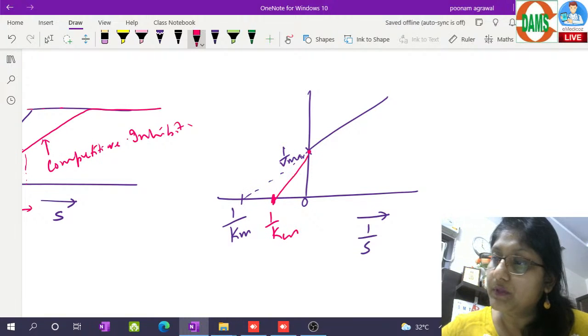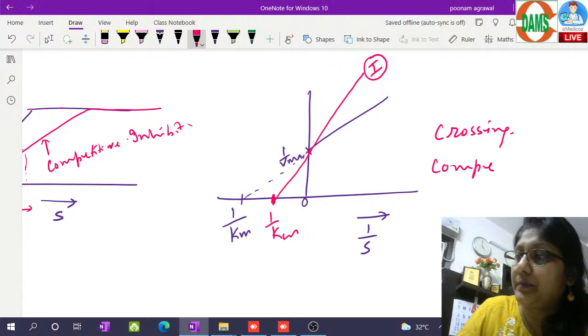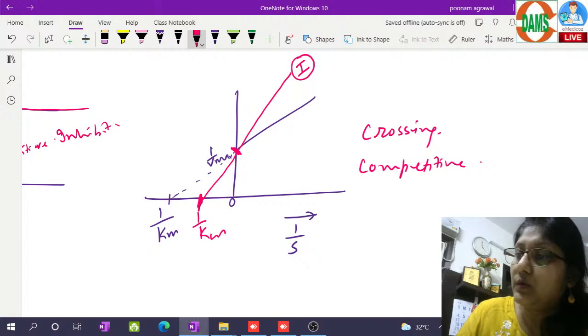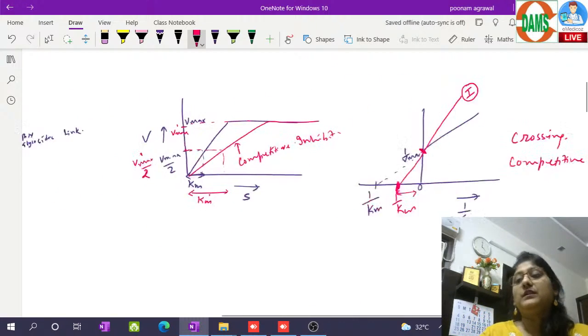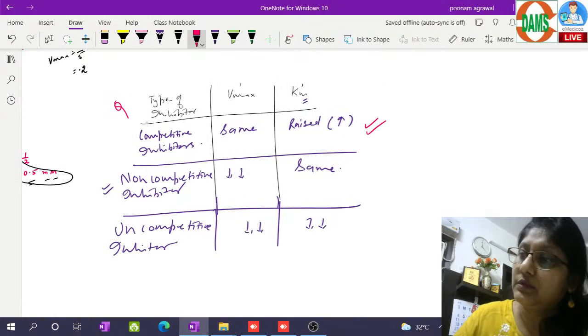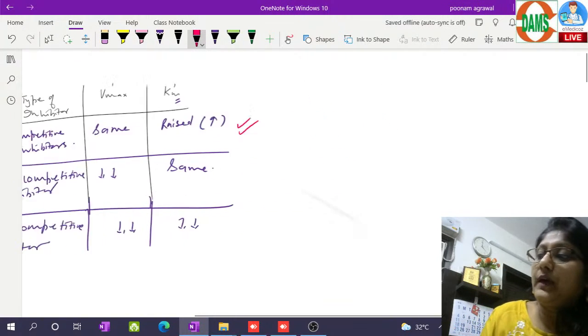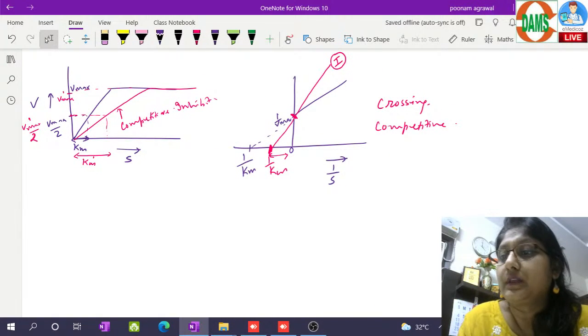So when we join these two points, we get a crossing line, and this kind of inhibition where a crossing line is seen tells you about competitive inhibitors, because in this crossing line you see the Vmax is the same, so 1 by Vmax is the same, and 1 by Km is a lower value, so Km is a higher value. That is the criterion for competitive inhibitors, which I have told you in this table. So I hope, Arun, you have understood how competitive inhibitors show the crossing line.